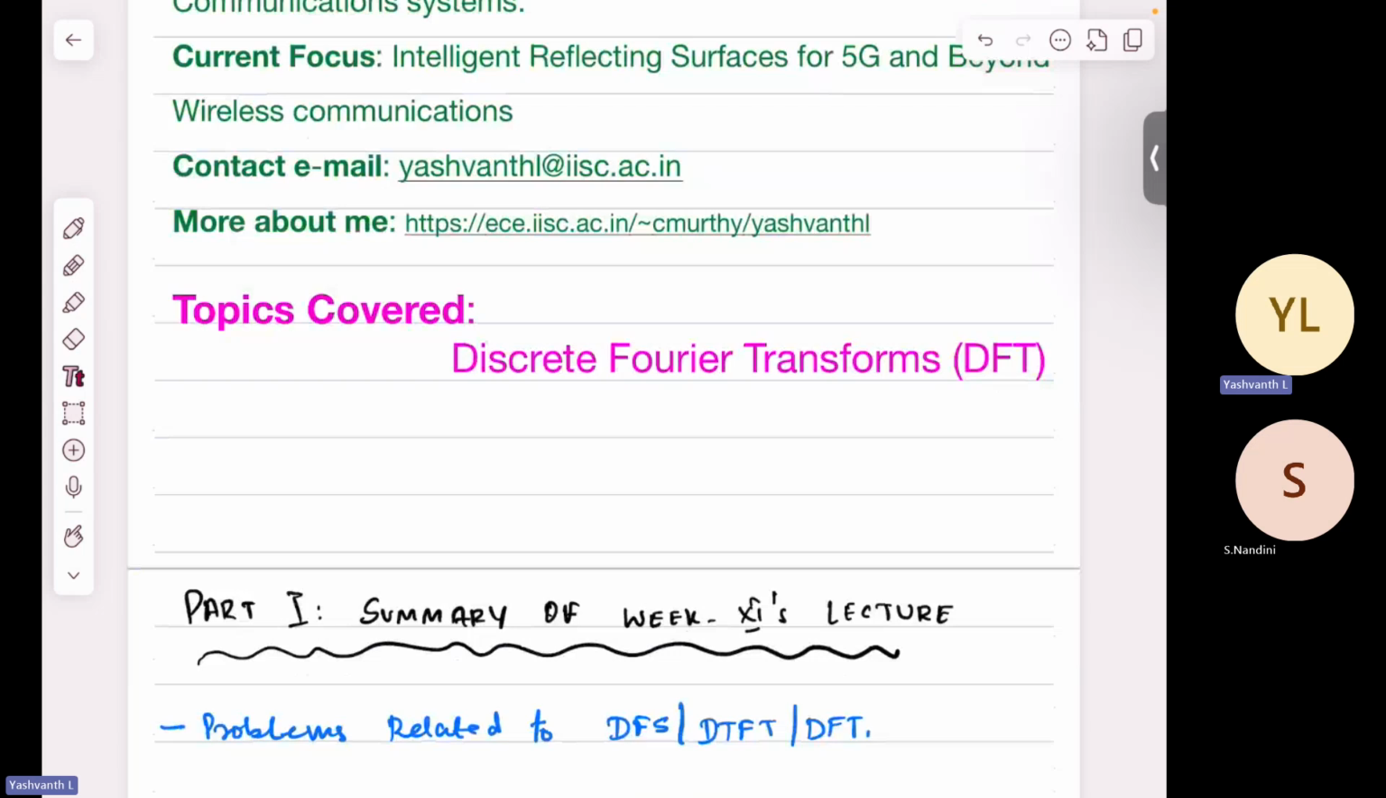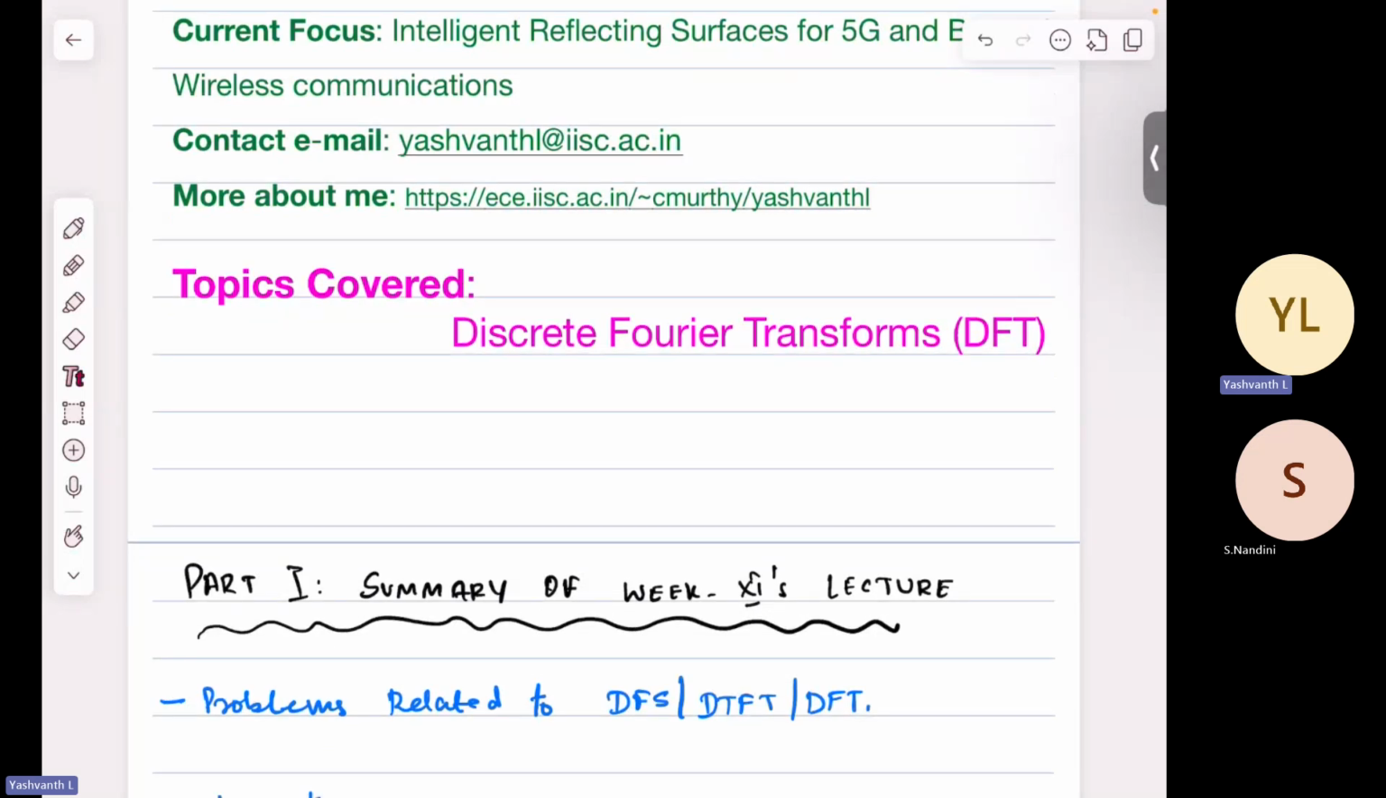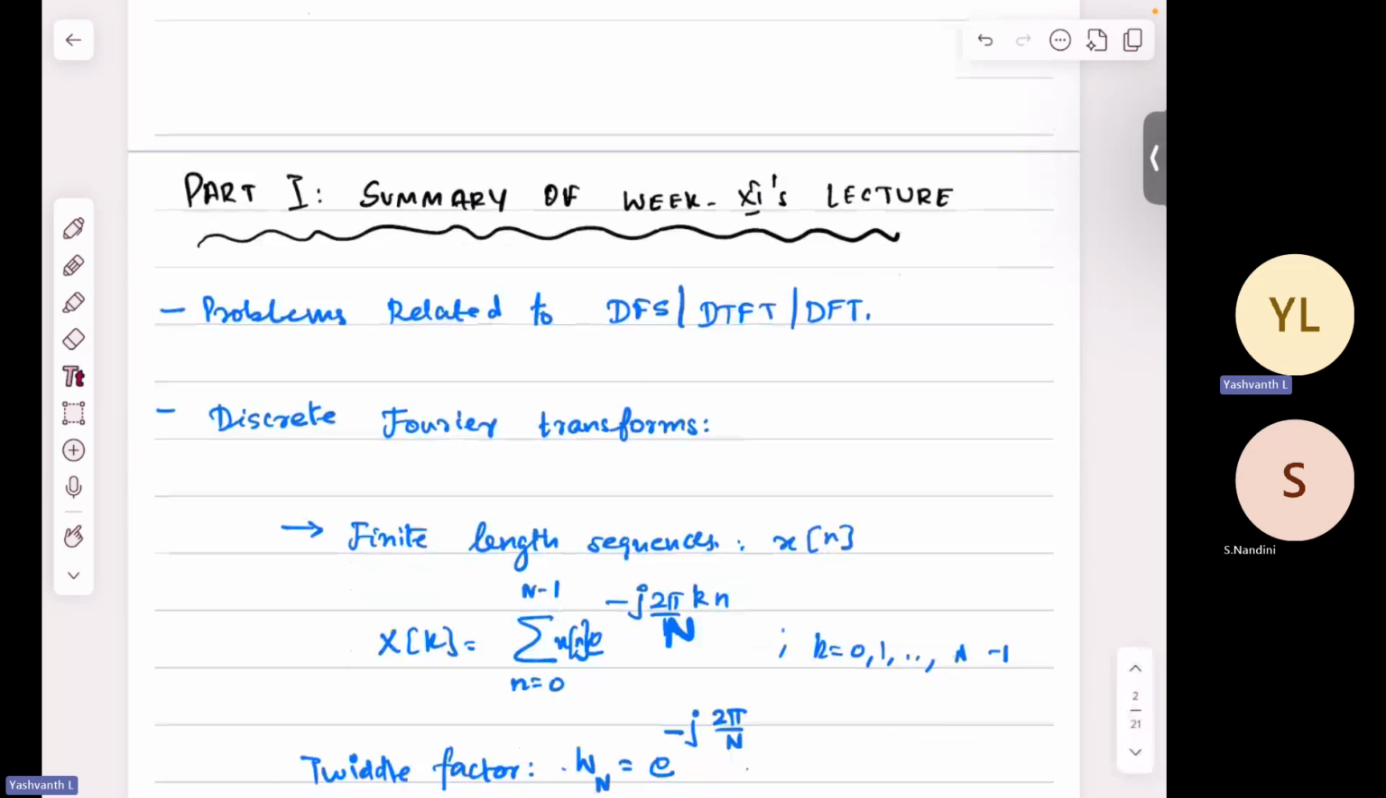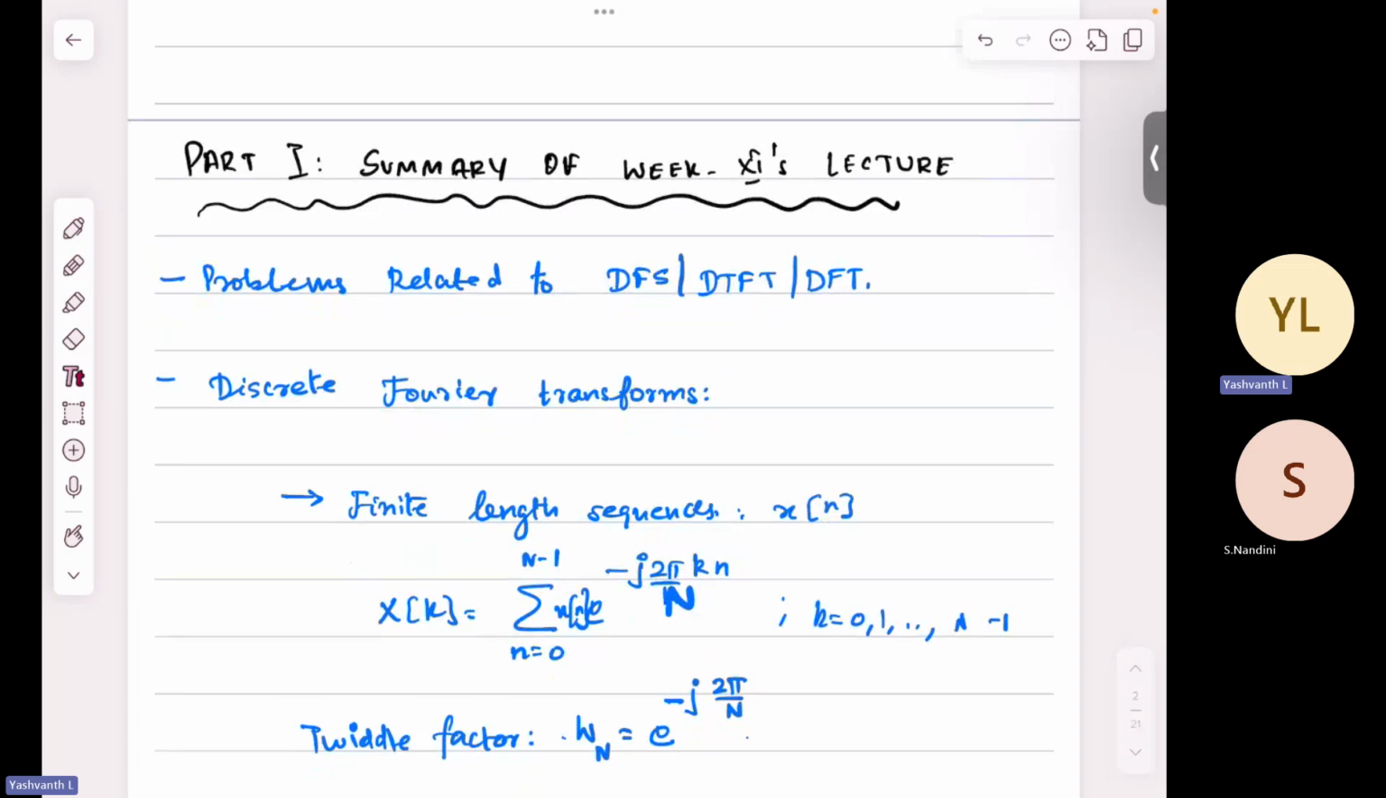But the discrete Fourier transform is another representation of the Fourier transform of a discrete time signal, where the frequency domain representation will also be discrete. That's the key difference between DTFT and DFT. In DTFT, the frequency domain signal is continuous, whereas in DFT, the frequency domain signal is also discrete. Both DTFT and DFT are defined only for discrete time signals. As usual, we will start with summarizing week number 11's lectures, and then we'll solve some problems.